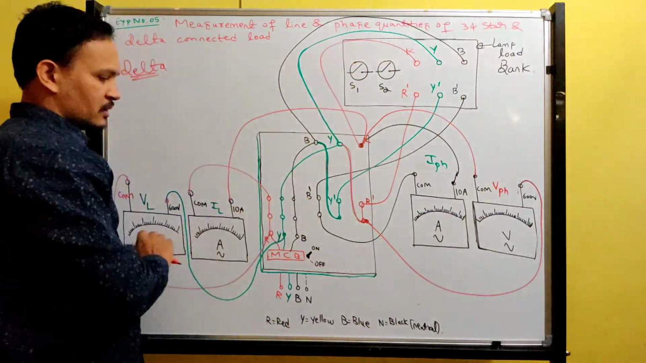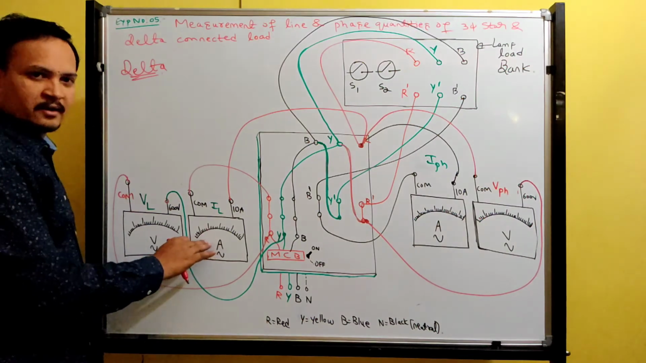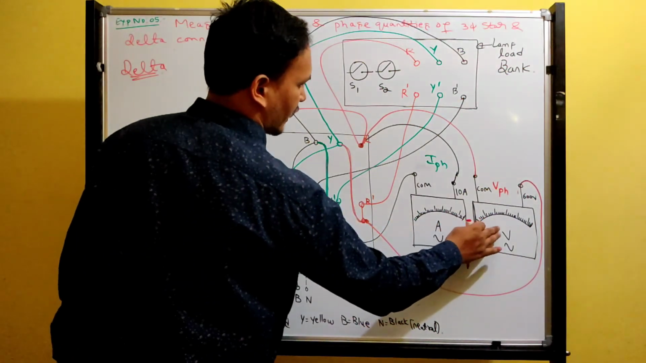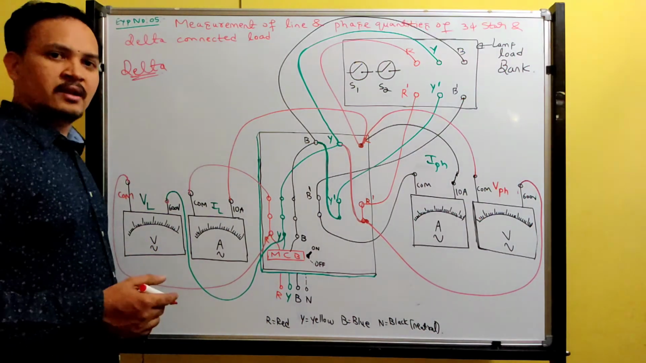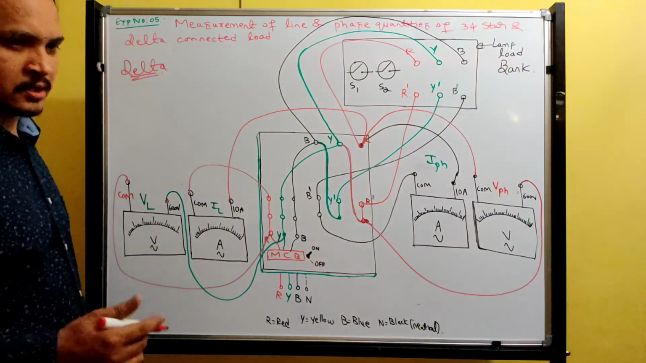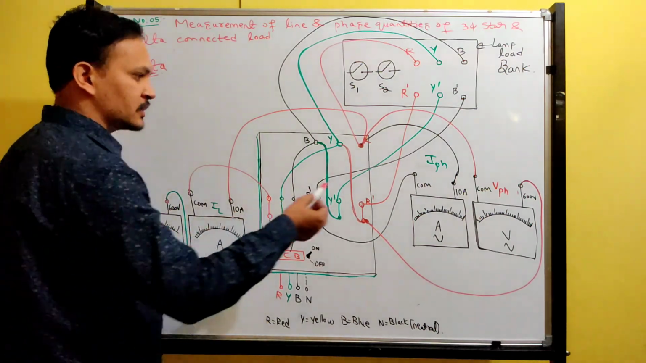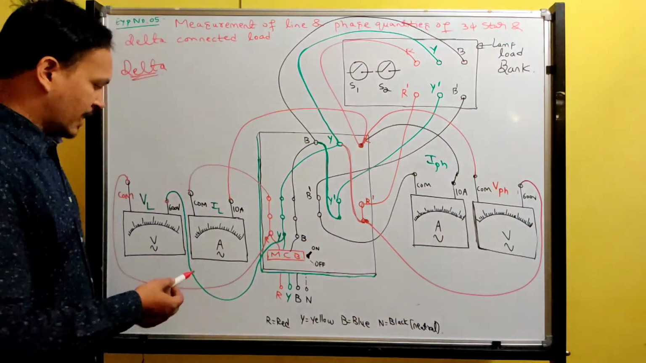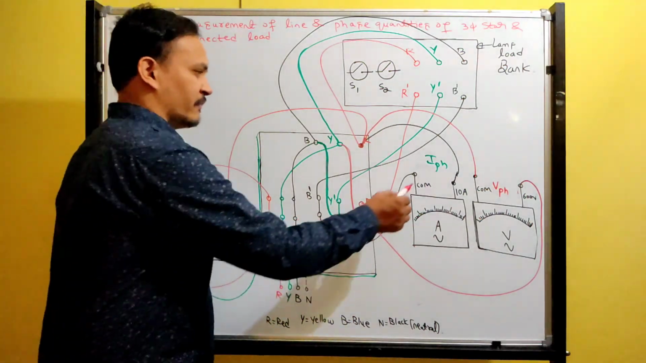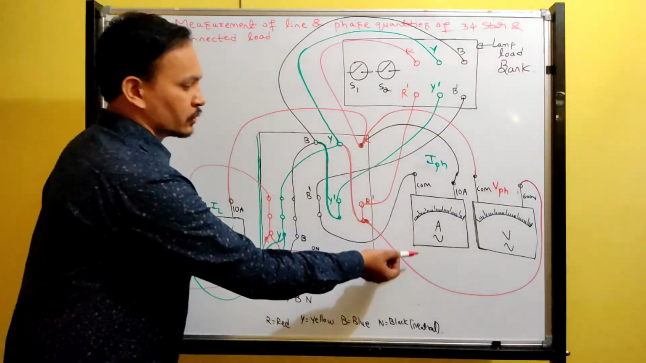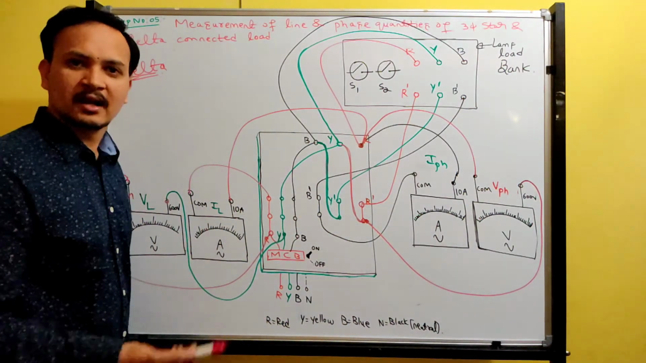Once you close the switch, it will show the readings: line voltage, line current, phase current and phase voltage. Note down all these readings, and in front of the professor or lab instructor explain: sir, in a delta connection, line voltage and phase voltage are equal, and line current is root 3 times the phase current. What we learned in theory, practically it is coming.